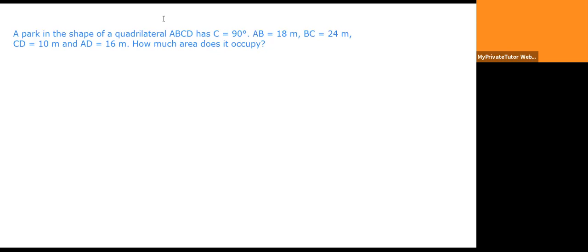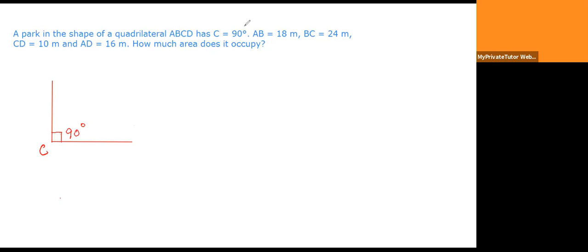So please draw the diagram so that the question becomes a little simpler. Please draw the diagram first. Angle C is 90 degrees, so let's draw a 90 degree angle. This is the 90 degrees. This is nothing but C, because they have given angle C is 90 degrees.